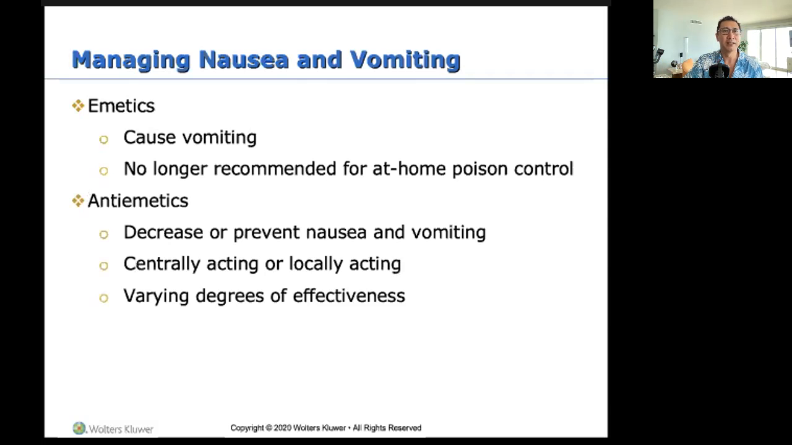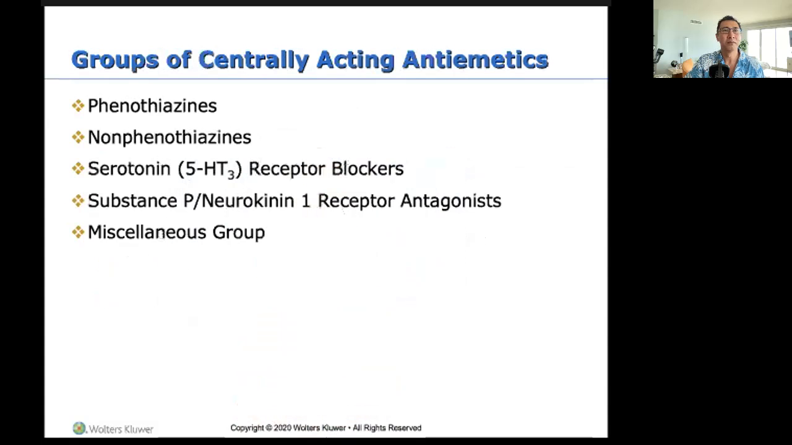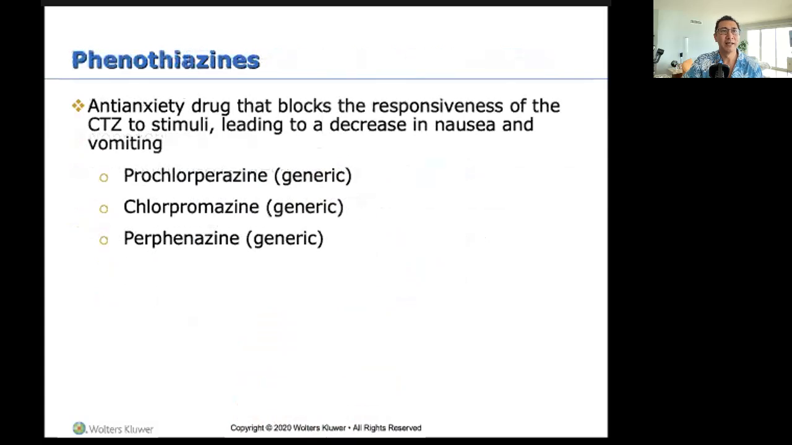Next is antiemetics. It's for nausea, vomiting. That's pretty straightforward. And these are the 5 different groups of antiemetic medications. Most of them you are familiar with. Let's start with the number 1. Phenothiazines, anti-anxiety drugs that block the responsiveness of the chemoreceptor trigger zone, so it decreases the nausea and vomiting sensations. Here's 3 of them.